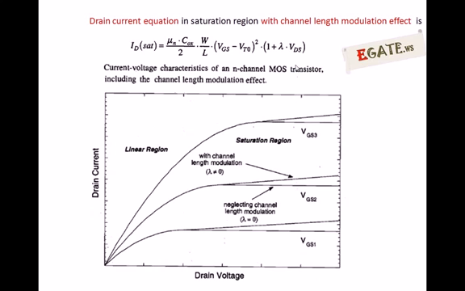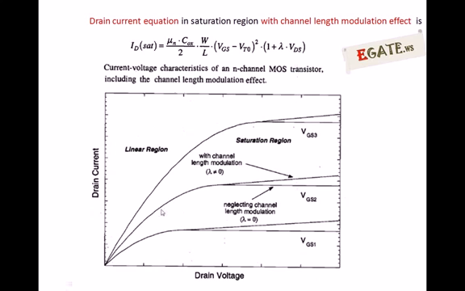Channel length modulation means modulation in channel length. We assume that the channel length is L, and physically it is L, but practically under saturation the effective channel length is reduced as VDS increases. That's why the effect is treated as channel length modulation effect.